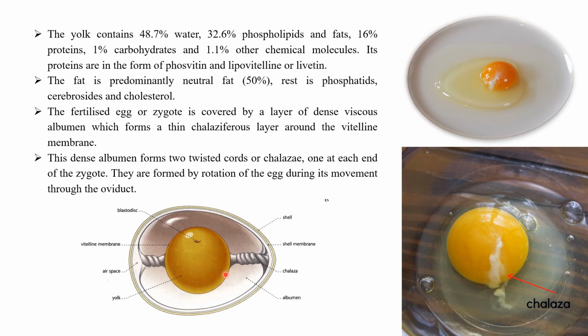The fertilized egg or zygote is covered by a layer of dense viscous albumin, which forms a thin chalaziferous layer around the vitelline membrane. So this is the yolk. You will have a plasma membrane, and the plasma membrane will be surrounded by a vitelline membrane. And outer to the vitelline membrane, you can see the entire structure is covered by a proteinaceous substance called albumin.